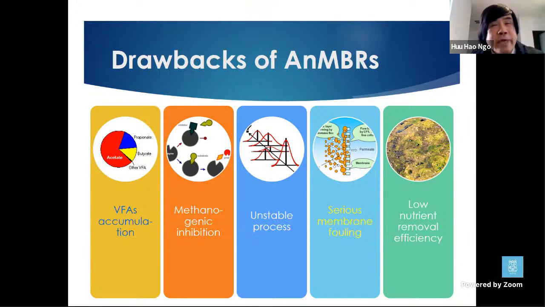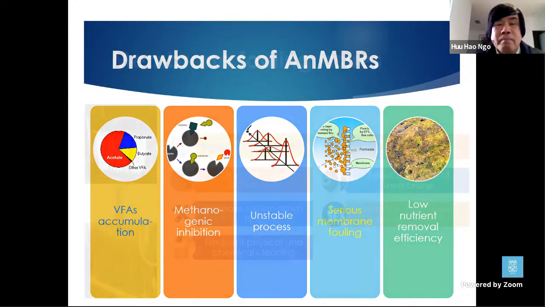So why do we have so much up and down per day? It's not really stable, just because of that. And unstable process, and serious membrane fouling. As you know, this is a very big headache, the membrane fouling, and then low nutrient removal efficiency. So that we have 1, 2, 3, 4, 5. That's the 5 major drawbacks of anaerobic MBR.